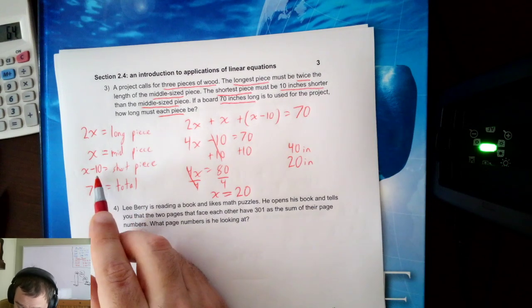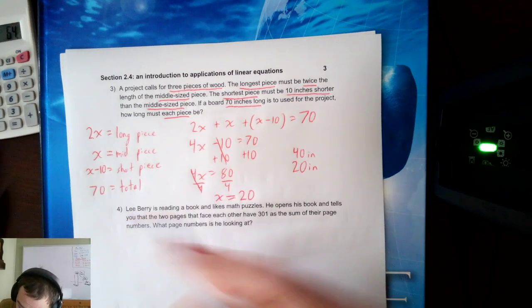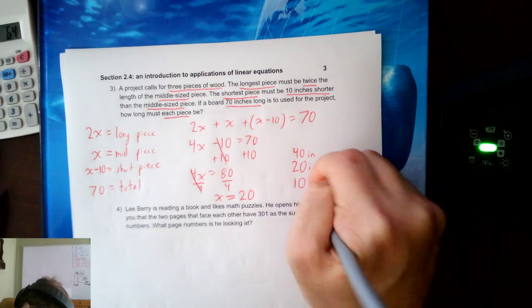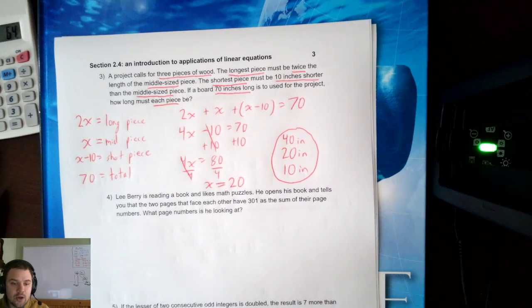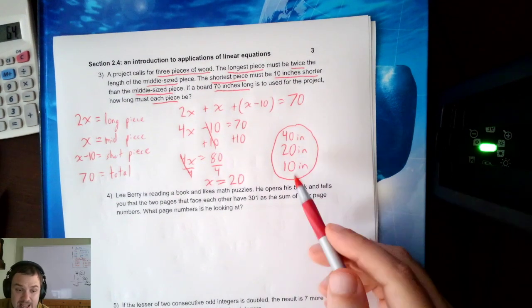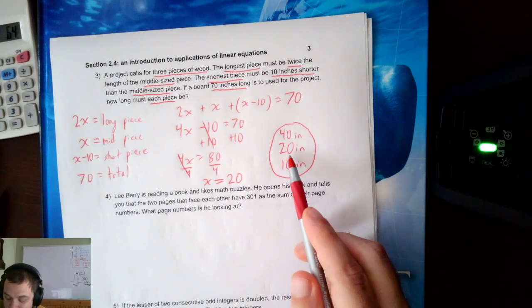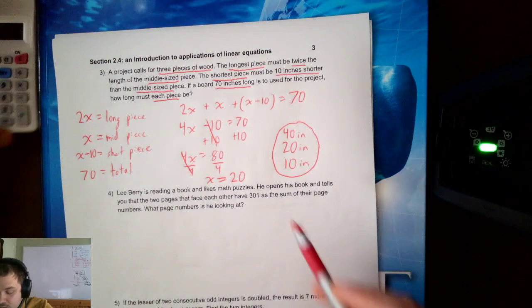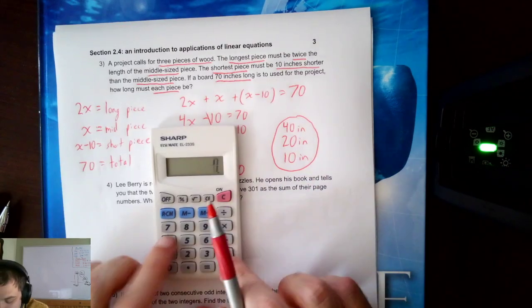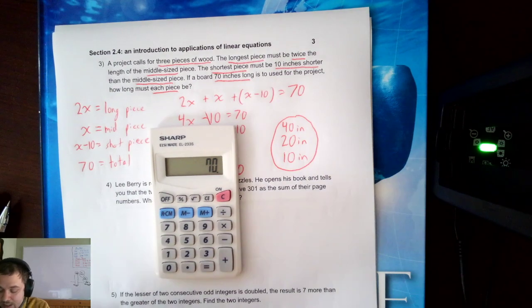Finally, the short piece is 10 shorter than the middle, right? It's 10 shorter. So the short piece would be 10 inches. So my three boards will measure 40, 20, and 10 respectively, right? 40 for the longest, 20 for the middle, and 10 for the shortest. We should check. What do I get if I add up these numbers? 40 plus 20 plus 10 gives me 70, right?